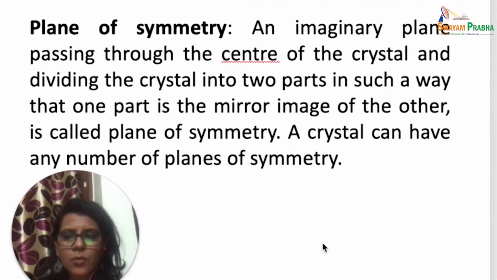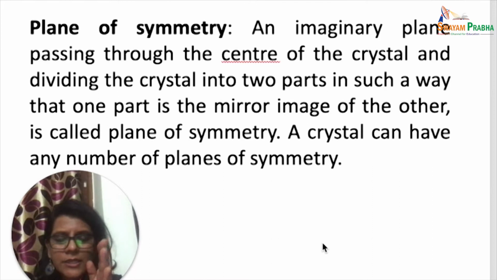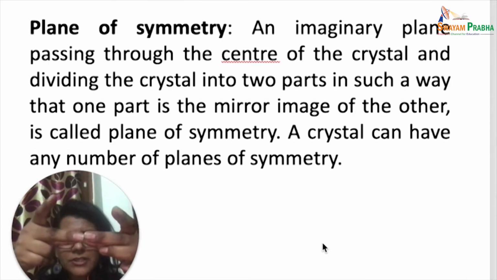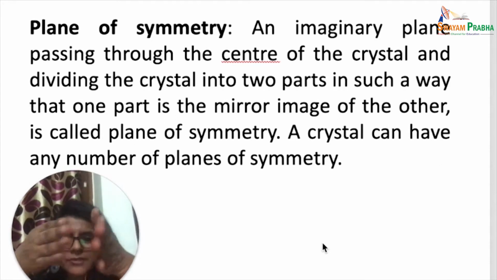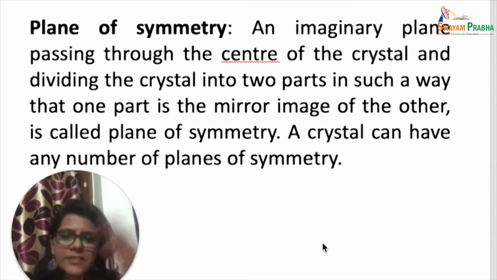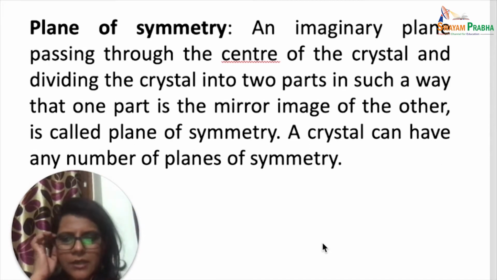I'm repeating, what is it? It's an imaginary plane in a crystal system. With respect to this plane, the crystal is divided into two equal halves, and one half is a mirror image of the other half. So just imagine this is a cube and there is a paper passing through it. The one half is a mirror image of the other half.